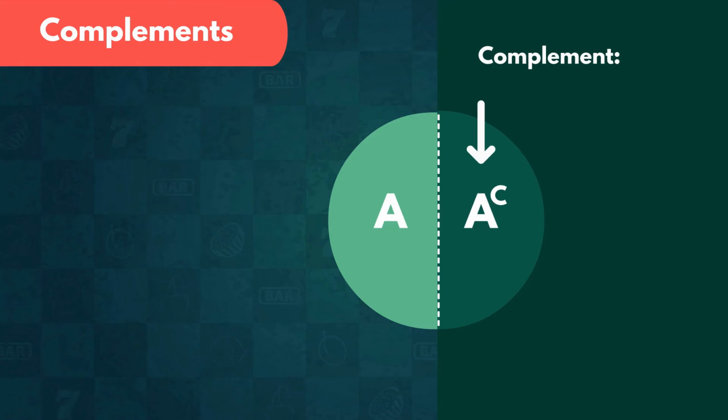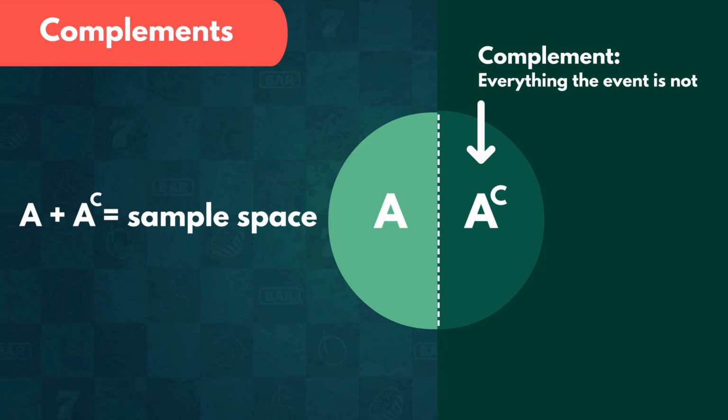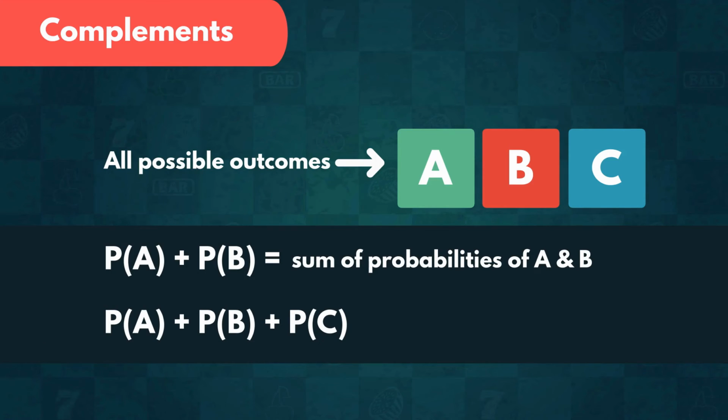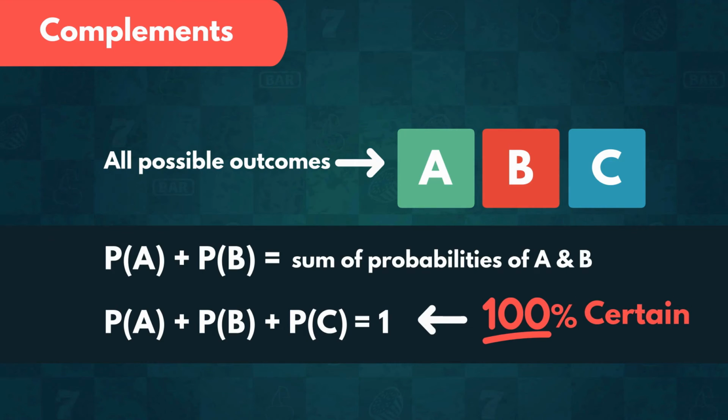Simply put, a complement of an event is everything the event is not. As the name suggests, the complement helps complete the rest of the sample space. To calculate the probability of the complement of an event, we need to set up a few things. For starters, if we add the probabilities of different events, we get their sum of probabilities. Now, if we add up all the possible outcomes of an event, we should always get 1. Remember that having a probability of 1 is the same as being 100% certain. We are going to explain why this is true with several examples.